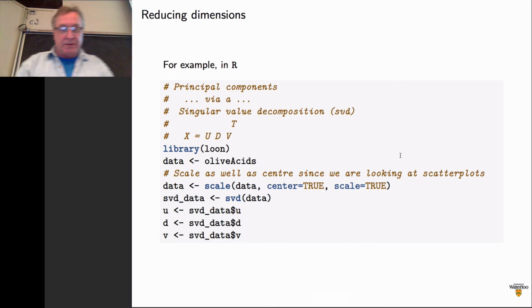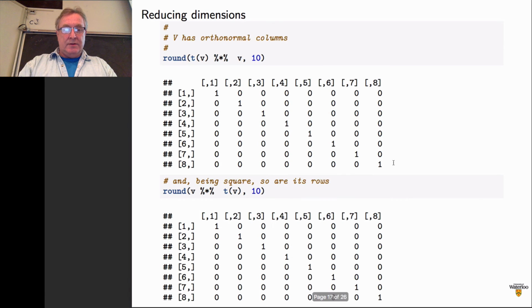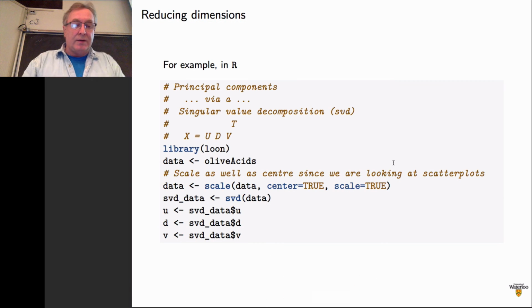Okay, so let's do something. In R, we're looking at the all of acids data. I'm going to center it and scale it. Singular value decomposition, often referred to as the SVD, you just take the SVD of the data as we have it, and you can pick off as the components the U, the diagonal, and the V.